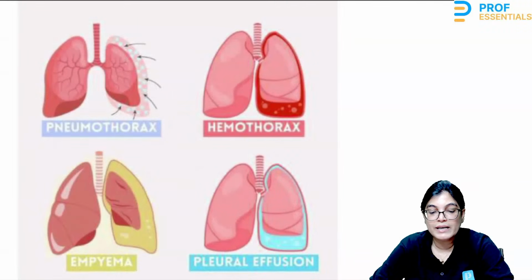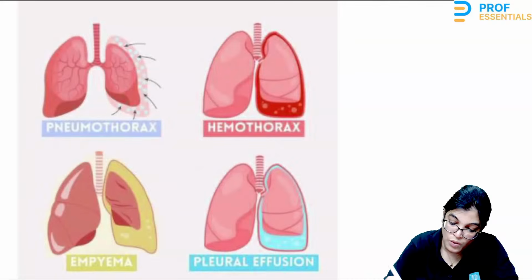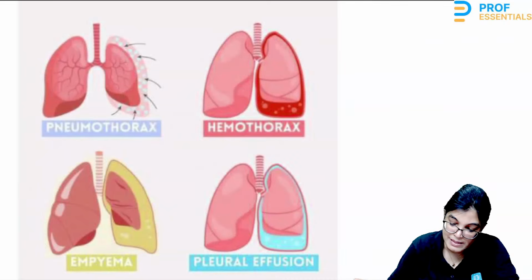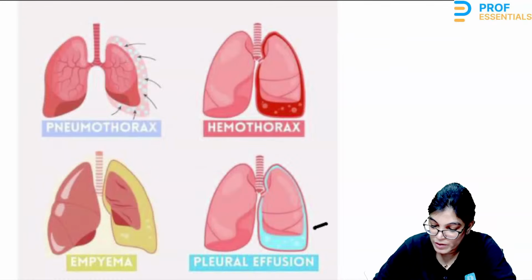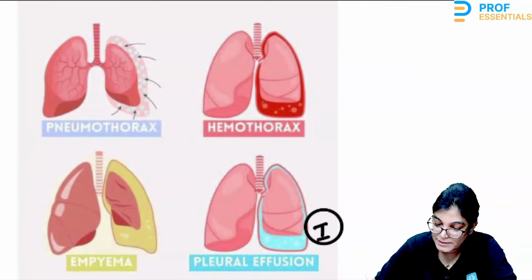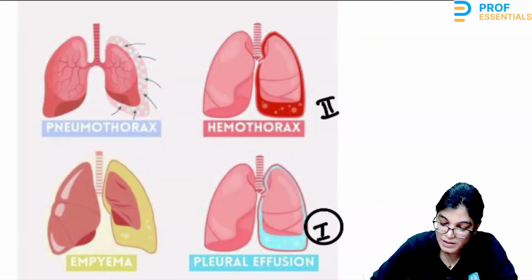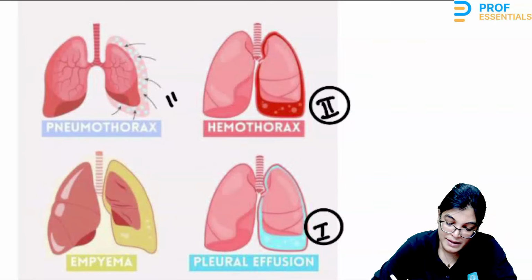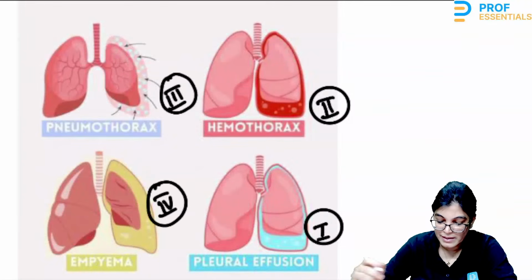So basically, if there is a collection of serous fluid, which is a water collection in the pleural cavity, that will be a case of pleural effusion or hydrothorax. If there is blood collection in the pleural cavity, that is the case of hemothorax. If there is air trapped in, that is the case of pneumothorax. And if there is pus trapped in, that is the case of empyema.